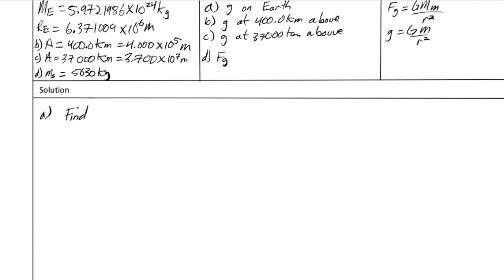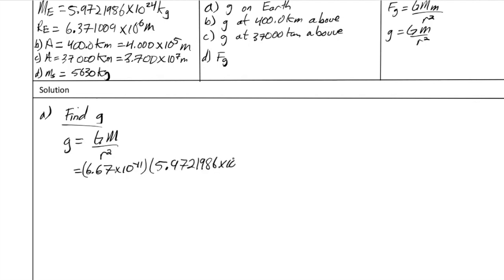So for part A, we're going to find little g. Little g is equal to big G, big M over r squared, 6.67 times 10 to the negative 11. The big M is the mass of the Earth, which is 5.9721986 times 10 to the 24, all over the radius of the Earth, which is 6.371009 times 10 to the 6 meters. Make sure we square that. And that works out to 9.814 meters per second squared.